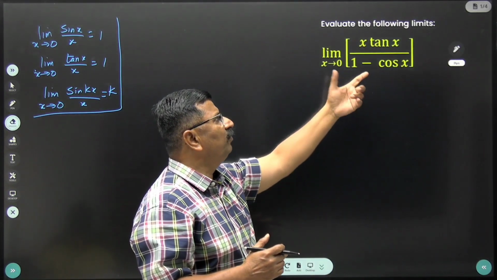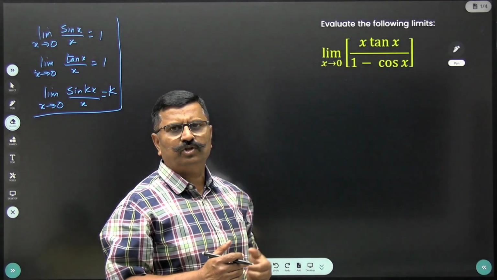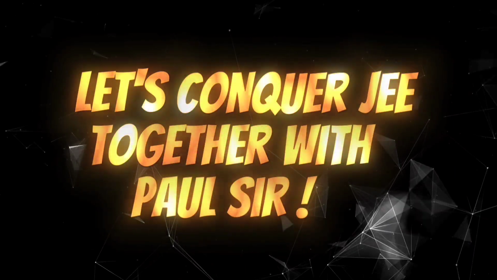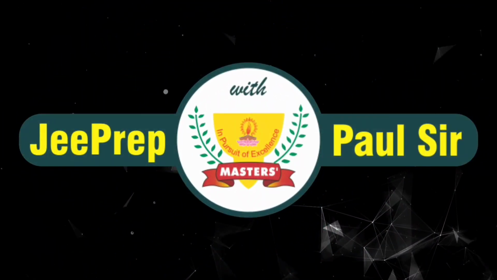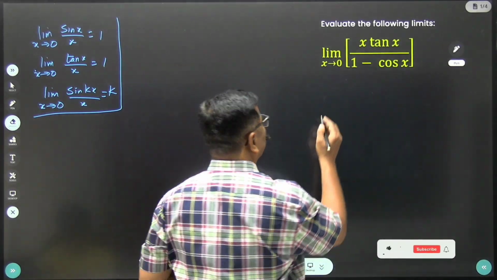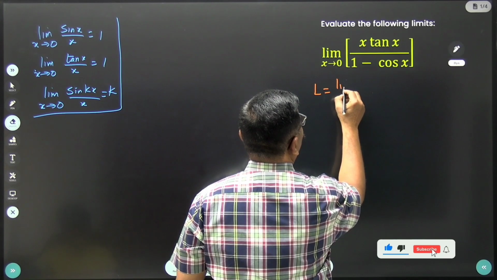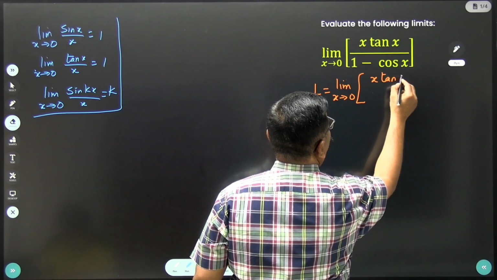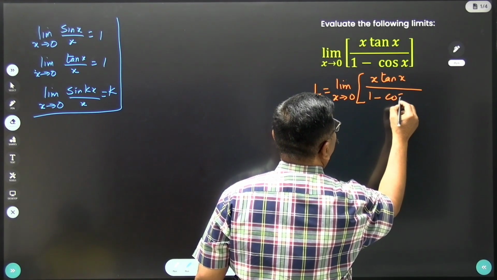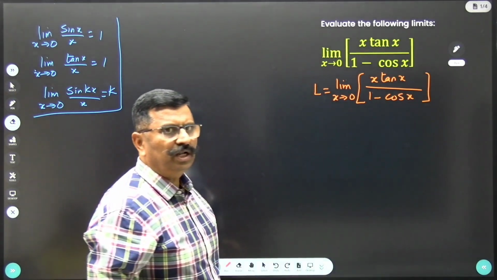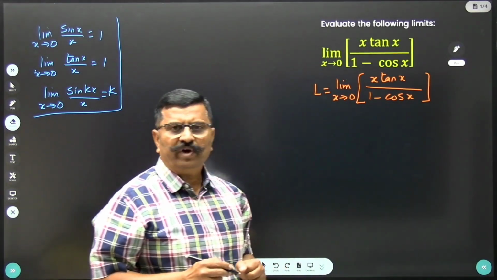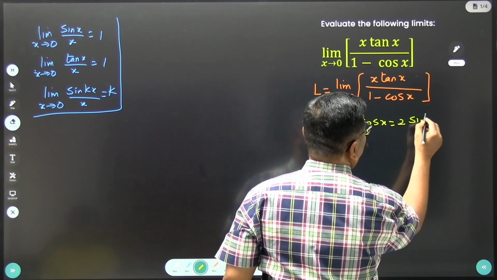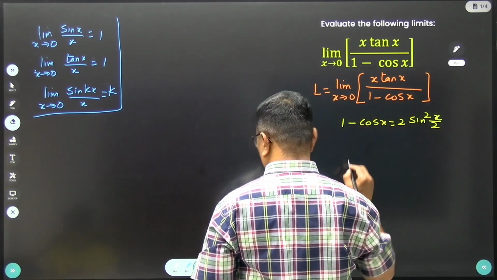Now in this problem, we want to find the limit of this function when x approaches 0. Let L be the limit of this function. So I will write L is equal to limit x tends to 0 x tan x upon 1 minus cos x. Now we know the formula for 1 minus cos x, that is 2 sin square x by 2. Let's substitute this value here.